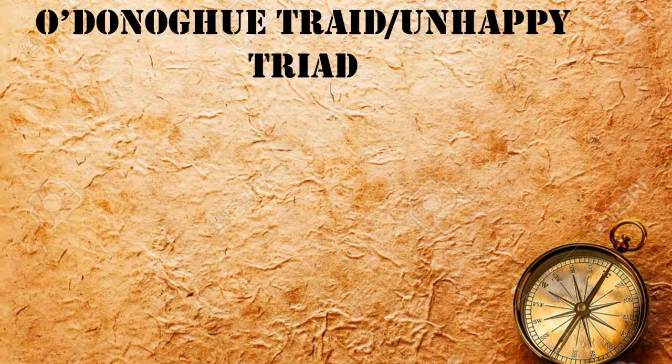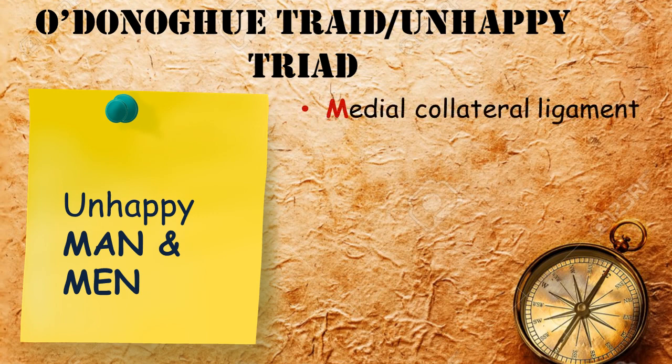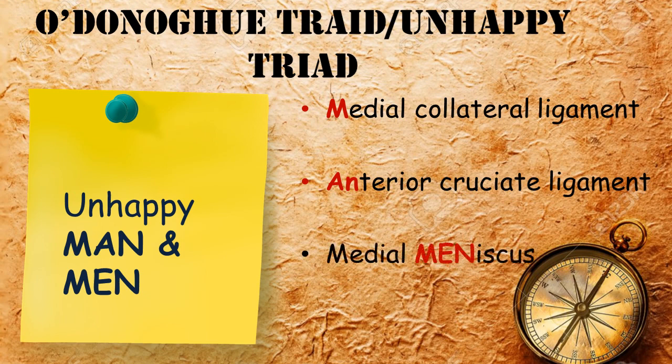Then comes O'Donoghue triad or unhappy triad, and the mnemonic is, let's see how unhappy we are. So unhappy triad has man and men, that is the mnemonic. So let's see the symptoms. M is for medial collateral ligament tear, and then AN is for anterior cruciate ligament tear, and then M is for medial meniscus. So in case of O'Donoghue triad or unhappy triad, there will be tearing in these 3 structures. So try to remember M is for medial collateral, AN is for anterior cruciate ligament, and MEN is for medial meniscus.